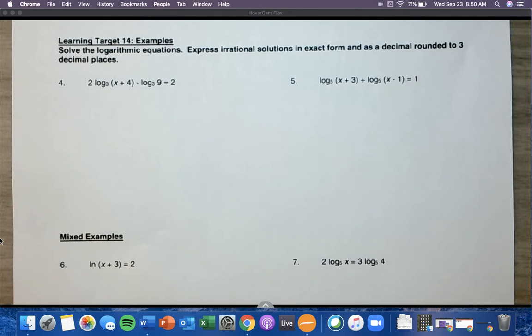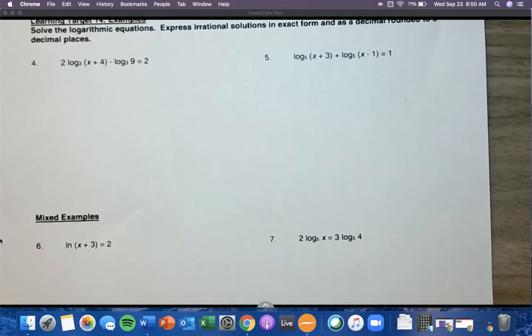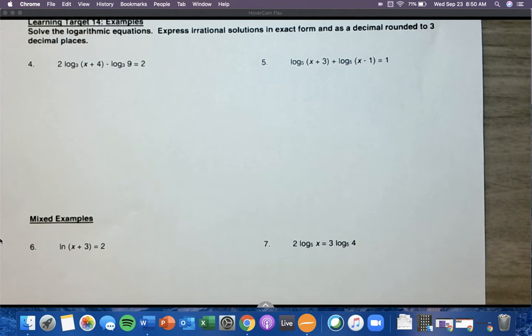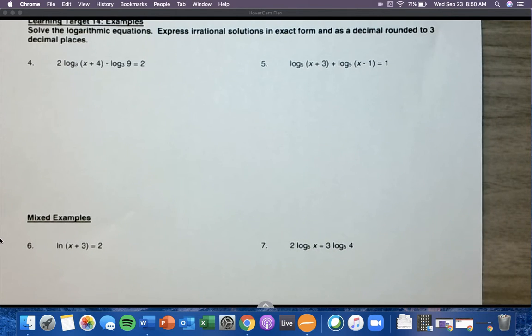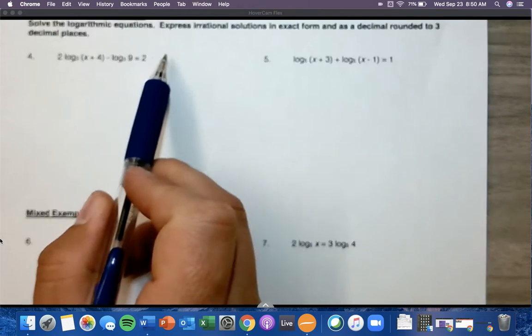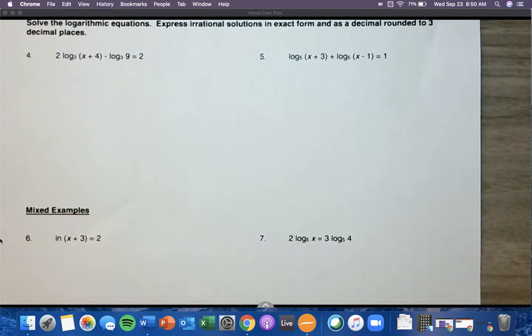Okay, so here we have 2 times log base 3 of x plus 4 minus log base 3 of 9 equals 2. We're not going to be able to set the logs equal to each other because we have this 2 here, so we can't get rid of the logs. But what we can do is use our properties of logs and then transform it into that exponential equation so that it's a little bit easier to solve.